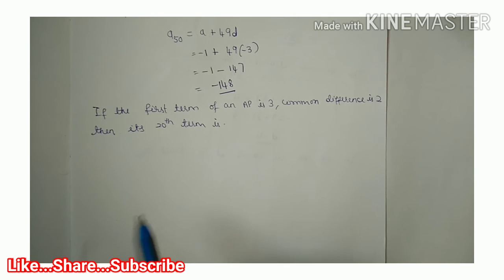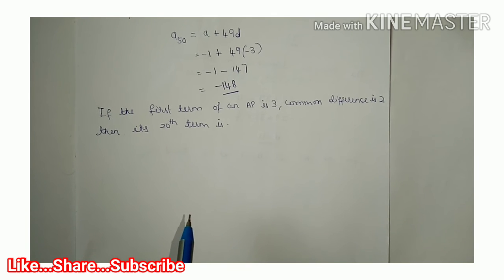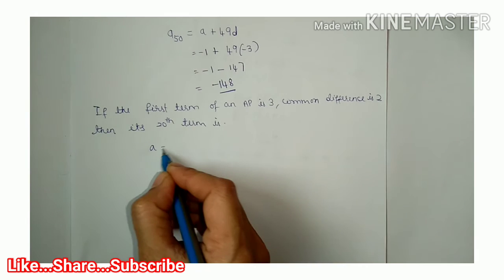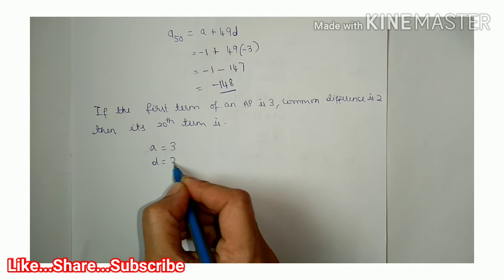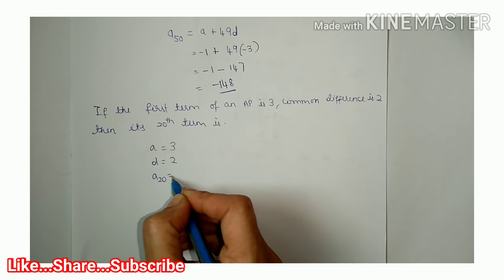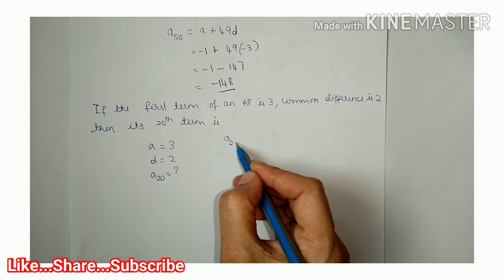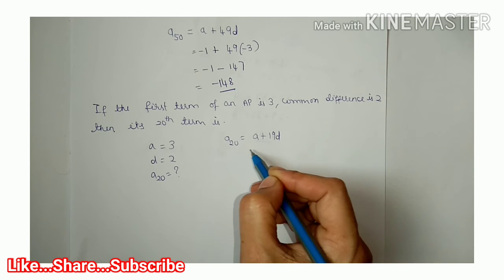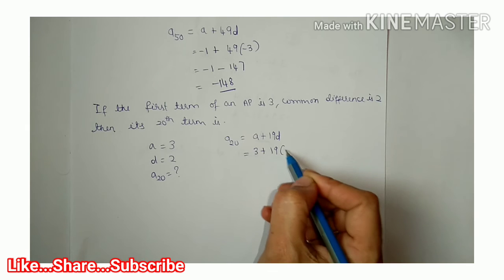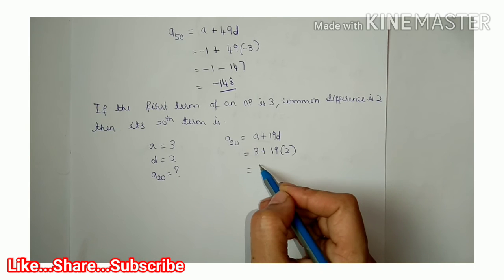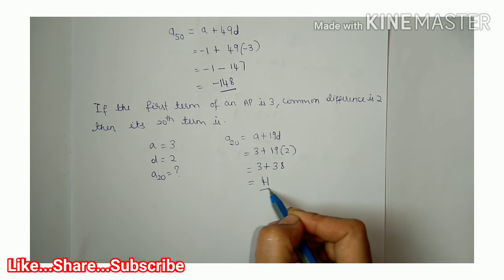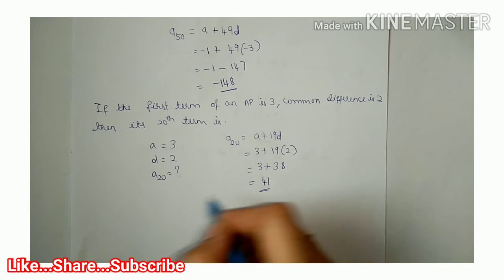Next example, if the first term of an AP is 3 and the common difference is 2, then find its 20th term. Here given a is 3, d is 2. We need to find a20. a20 = a + (20 minus 1) d, that is a + 19d. The first term is 3, plus 19 into the common difference 2, 3 + 19 × 2 = 3 + 38, which is 41. Therefore, the 20th term is 41.